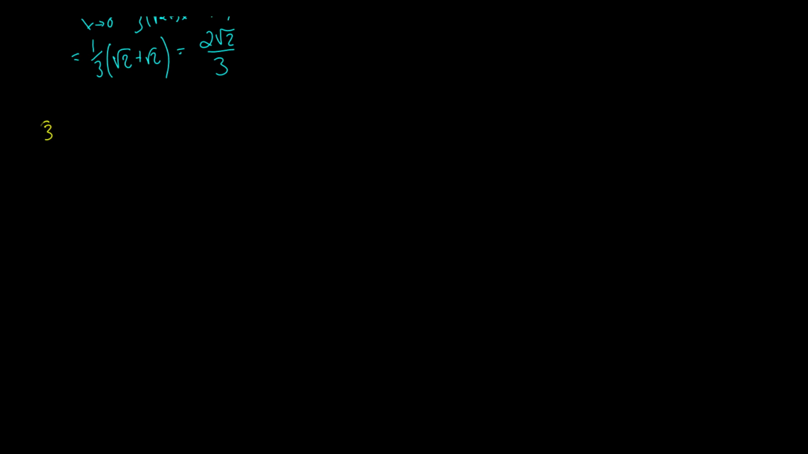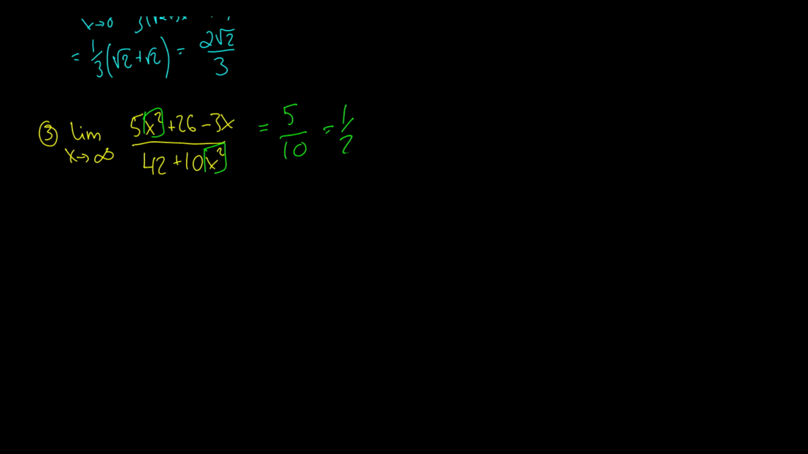Alright, question number 3. Here is a nice limit at infinity question. We're going to take the limit as x goes to infinity of (5x squared plus 26 minus 3x) over (42 plus 10x squared). Now, don't let this trick you. We have some nice leading terms here, x squared over x squared. These are the highest terms, they're equal. So if we do a quick trick, this is the same thing as saying 5 over 10, which is 1/2. And this is the limit.